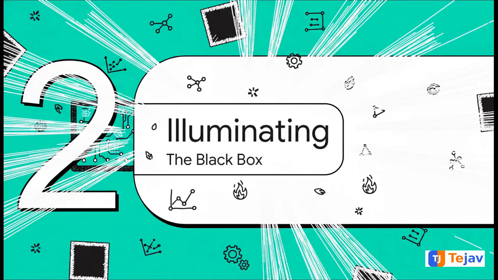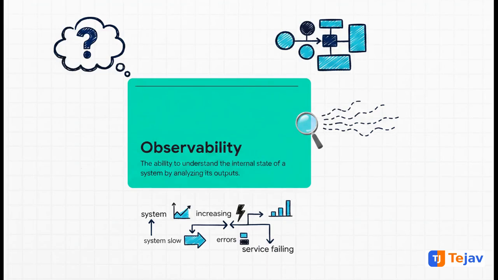Section 2, illuminating the black box. So how do engineers actually survive this complexity without totally losing their minds? Well, they need a powerful way to see exactly what's happening inside the machine at any given millisecond. And this brings us to a really foundational concept: observability. Observability is essentially the ability to understand the internal state of a system just by analyzing its outputs. It's the crucial toolkit that helps us answer those panic-inducing questions during an outage.